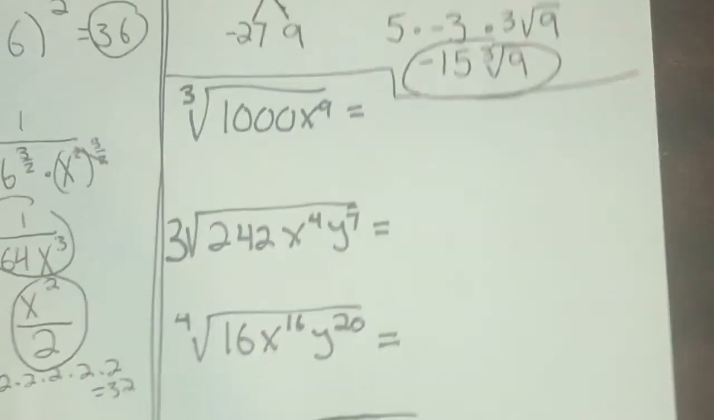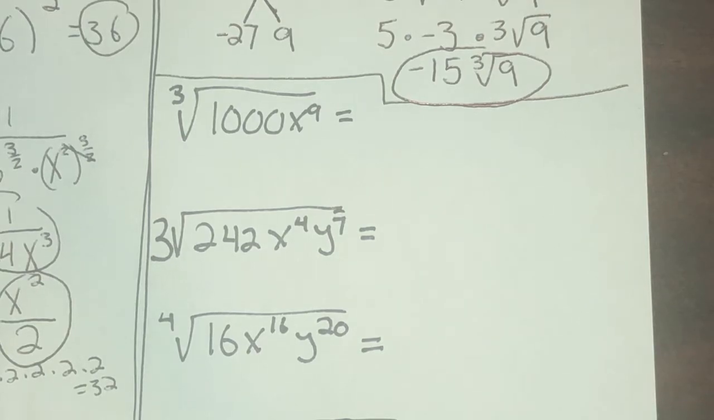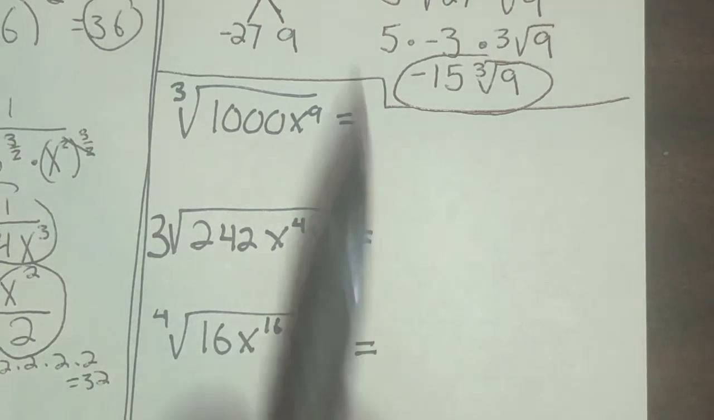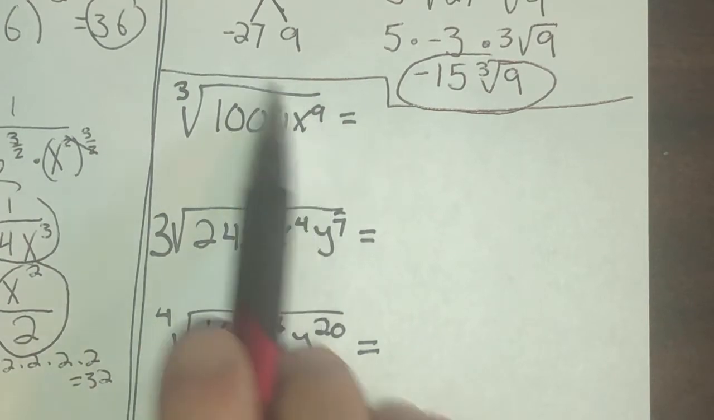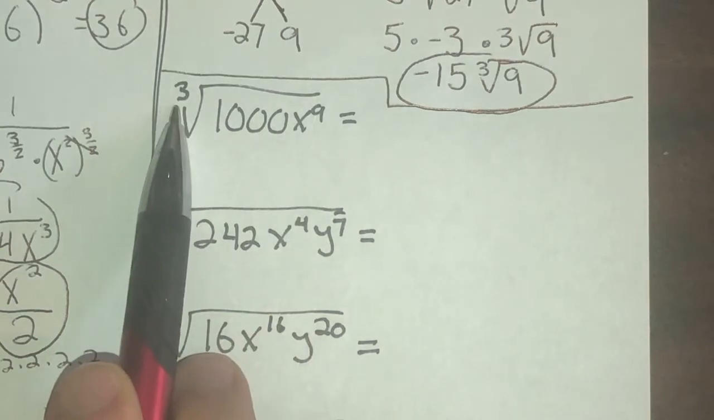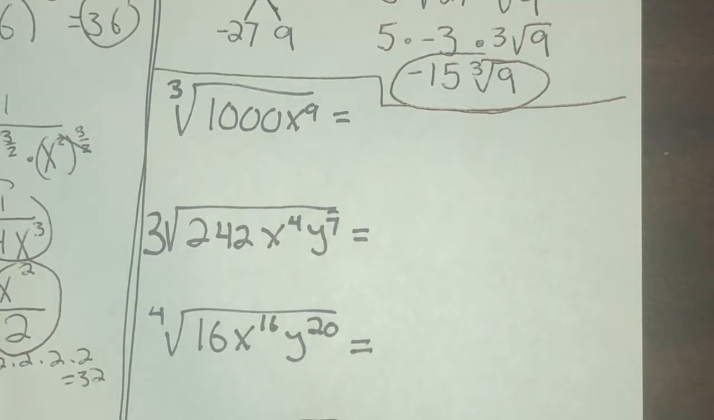All right, so now I'm going to do 1,000 times x to the power of 9. So what we learned is this: you look at the power on the x. If the power on the variable, the exponent, is divisible by the index, that is, if 9 is divisible by 3, we simplify it. We do that division, it becomes a new whole number, and we pull it out of the root. Otherwise, if it is not, we just leave it in the root. Let's see what that looks like.